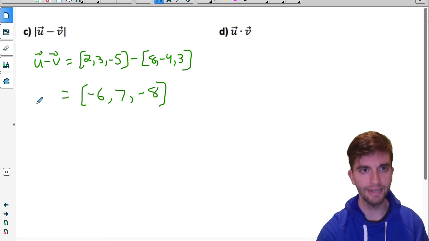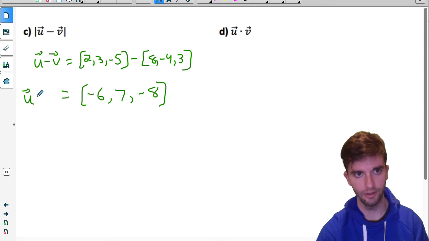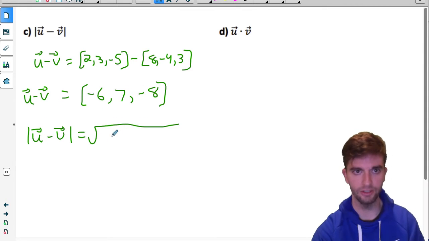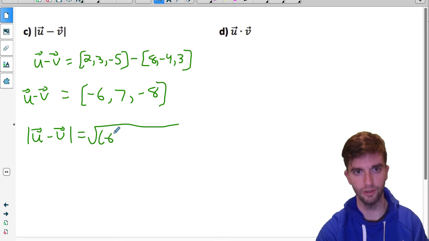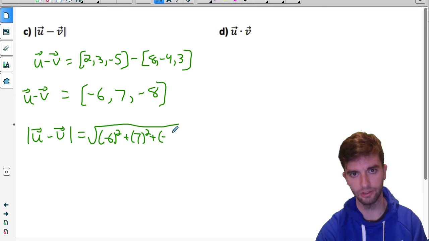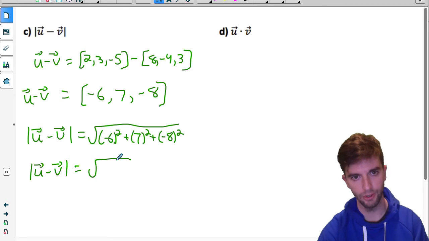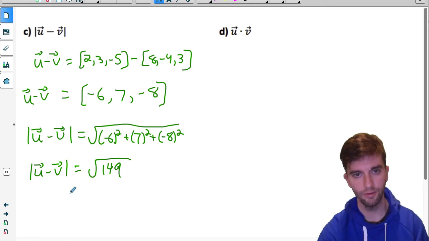Now I need to find the magnitude of u minus v. What we have found so far is just u minus v. I now need to find its magnitude by doing the square root of the sum of the squares of all 3 components. So the square root of negative 6 squared plus 7 squared plus negative 8 squared. And that would equal the square root of 149.